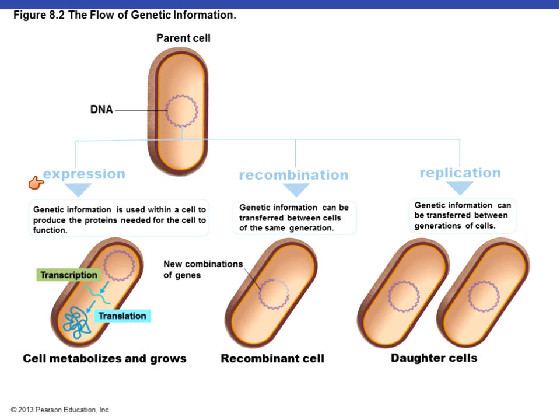With expression, this is just the DNA expressing the physical characteristics of the DNA via the proteins. In order to do that, we use an integrated process known as transcription and translation, and we'll talk at length about that in this chapter. In recombination, genetic information can be transferred between cells in the same generation. Recombination is an example of that horizontal gene transfer we just talked about, where cells within the same generation are swapping information. Vertical gene transfer would be going from parent cells to daughter cells. And replication is an example of vertical gene transfer, where genetic information is transferred between generations of cells from parent to daughter.